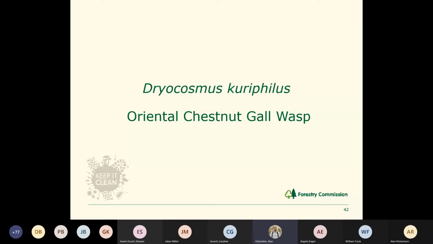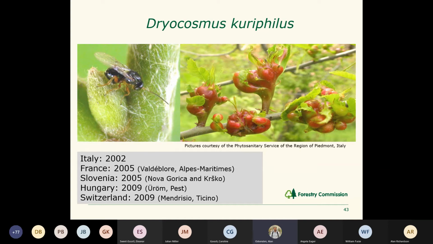So moving on finally to oriental chestnut gall wasp. There have been a number of findings on the near continent over the past few years, from 2002 in Italy through to Switzerland in 2009. The finding here was in 2015. But this is what it looks like. It's a tiny little wasp, a couple of millimetres in length.